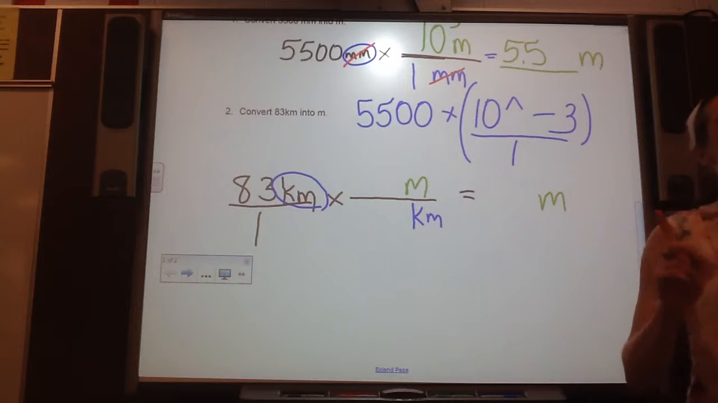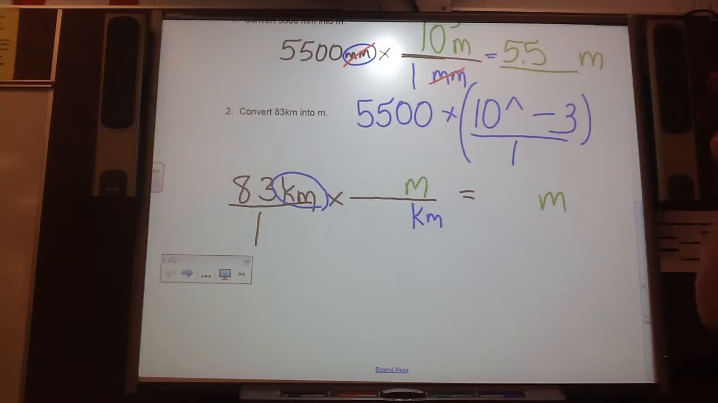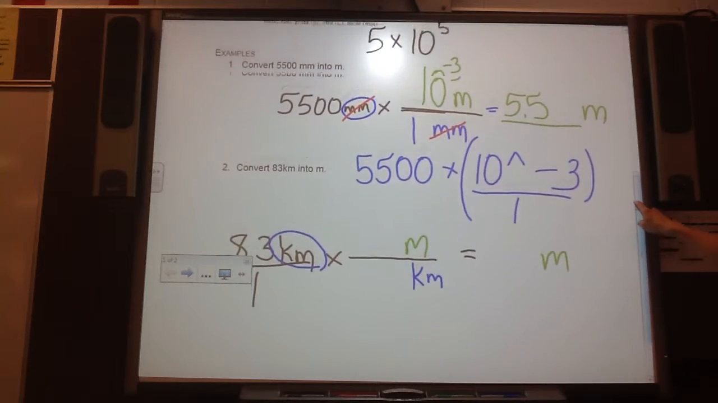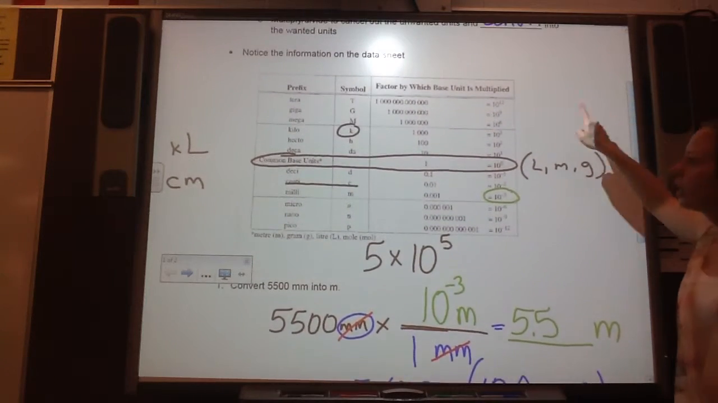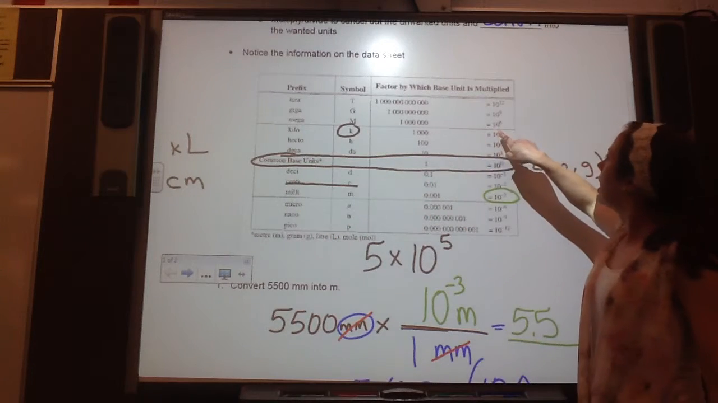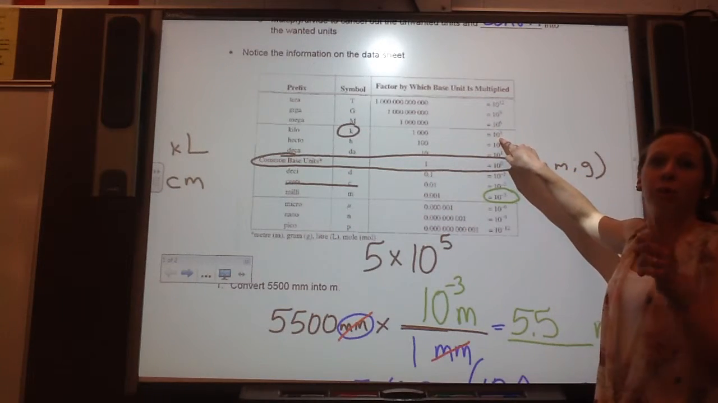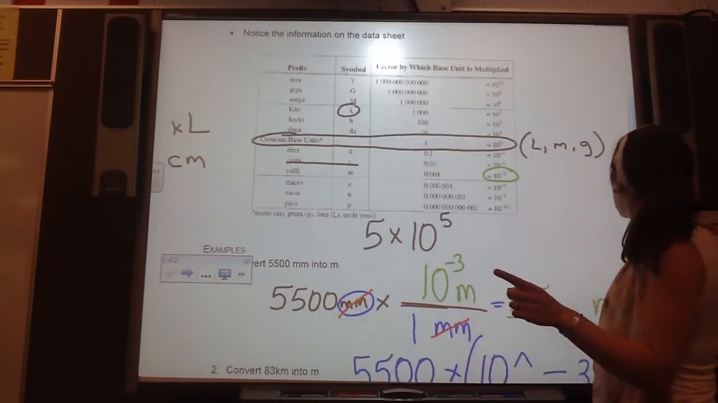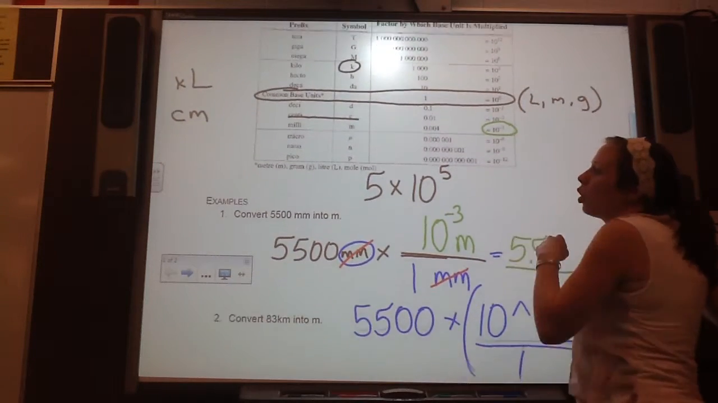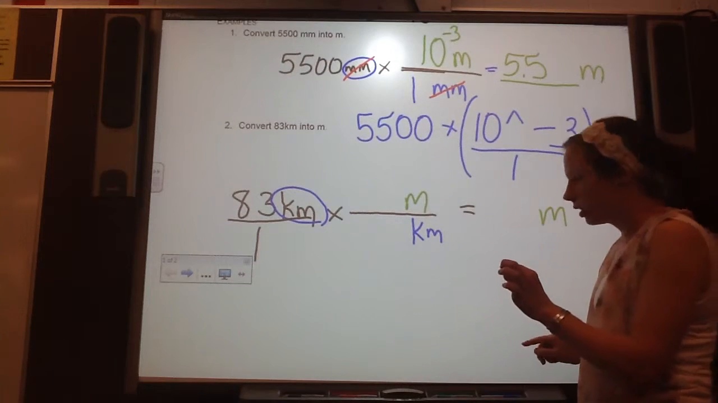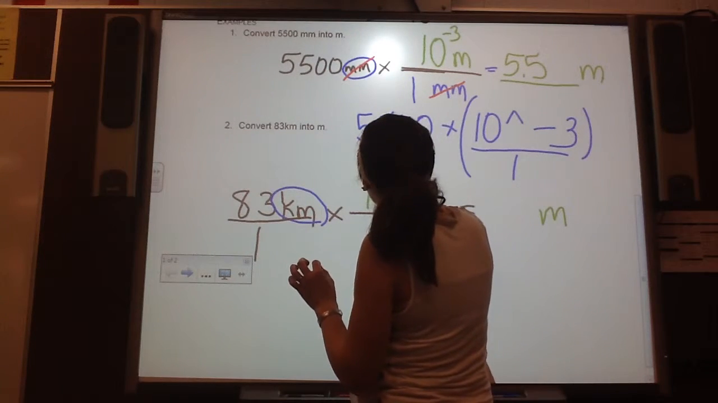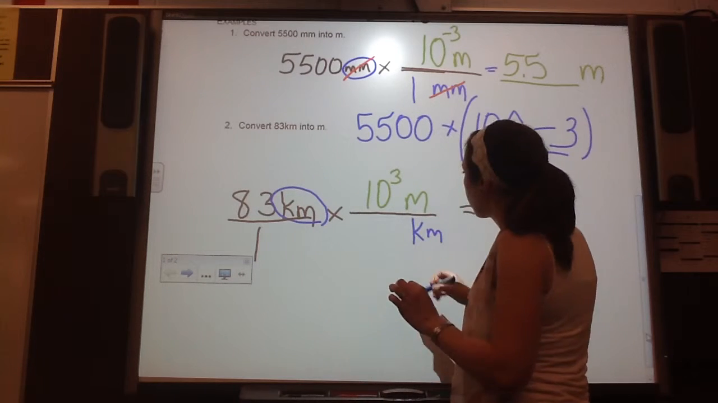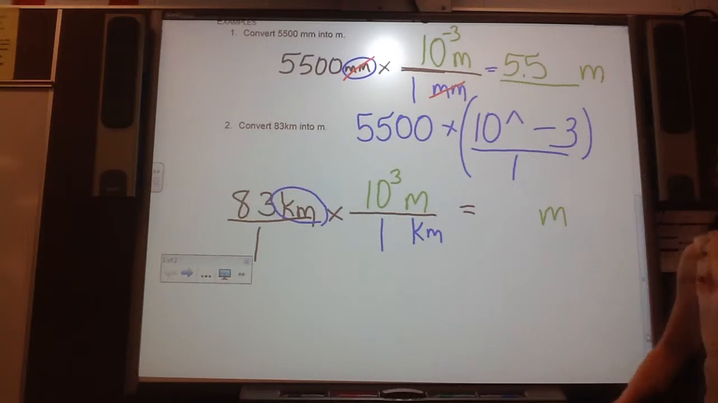So now I look at my chart and I think to myself, how can I compare them? Okay, what's the fraction ratio? So you always look and you see, okay, find the kilo. It says times 10 to the power of 3. Okay, so these numbers always go with the base unit. So times 10 to the power of 3 meters are in every 1 kilometer. You will always have this chart for any test or quiz you have.